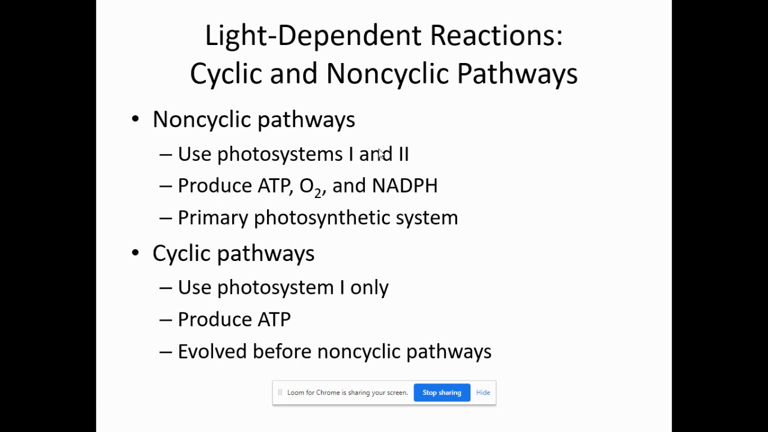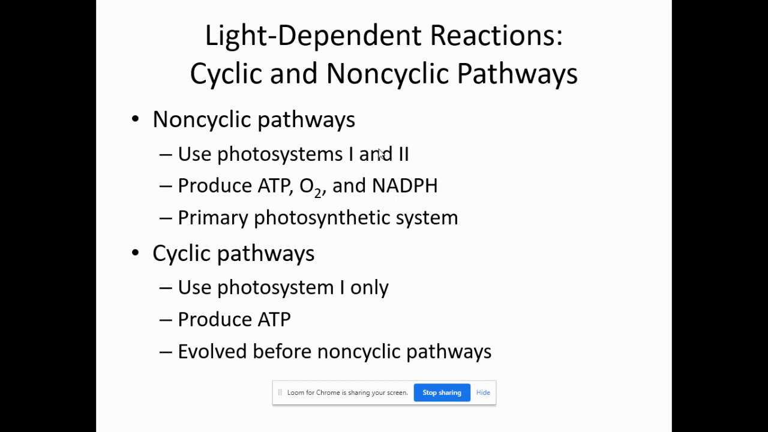Okay, and if we look at the light dependent reactions, we have two types of pathways that involve these photosystems that we just talked about. We have this non-cyclic pathway, which uses photosystems 1 and 2. Okay, non-cyclic pathways, you get ATP, you get oxygen, you get NADPH, and this is the primary photosynthetic system.